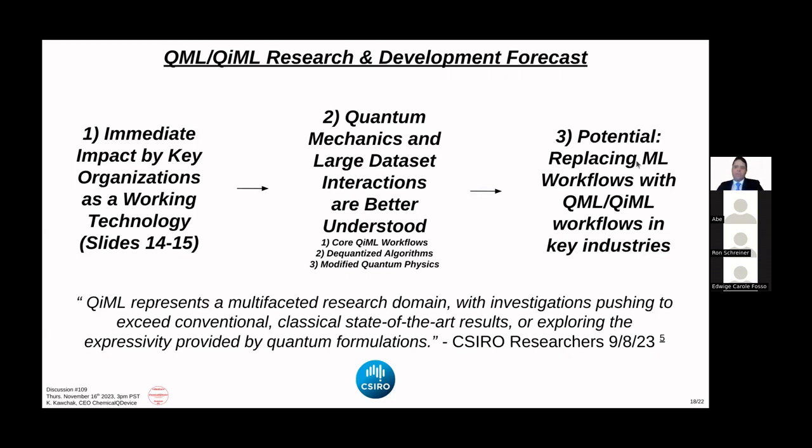In number 3, it's potentially replacing ML workflows with QiML workflows in key industries, maybe more on the performance utility side as opposed to the speedups, because you'll lose some of the speed throughout the simulation process, even if it is a quantum speedup algorithm. And then lastly, there's one more slide after this, and this is back to the Cicero researchers. QiML represents a multifaceted research domain with investigations pushing to exceed conventional, classical state-of-the-art results or exploring the expressivity provided by quantum formulations.